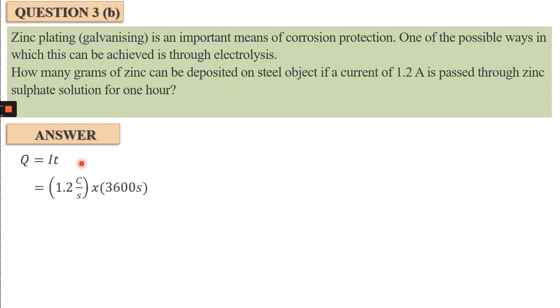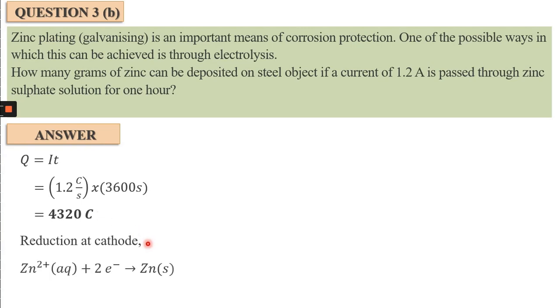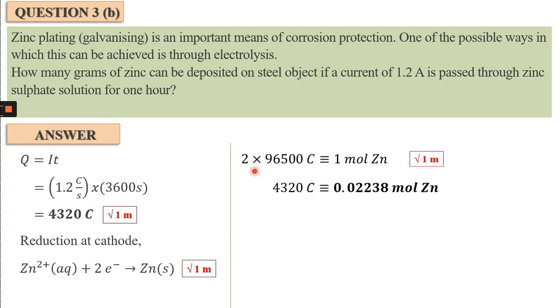I is 1.2 ampere and the time is 3600 seconds. So Q is 4320 coulomb. This is the charge that went through the electrolysis. Next, reduction at cathode. Zinc 2 plus aqueous receives 2 electrons to become zinc solid. So 2 mole of electrons has gone through the electrolysis. Therefore, it means that 2 multiply 96,500 coulomb equals 1 mole of zinc.